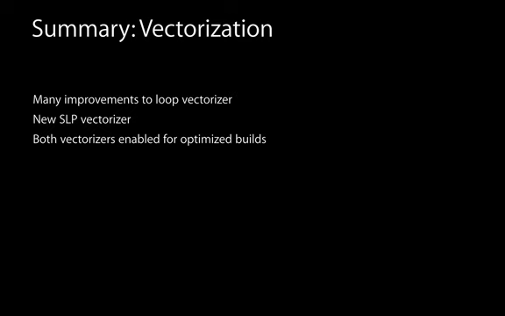Now, in Xcode 5, when we introduced the loop vectorizer, we did not enable it by default. And you had to go into one of the settings and select loop vectorization, and then loop vectorization worked. Well, in Xcode 6, you don't have to do anything, because both the new SLP vectorizer and the improved loop vectorizer are enabled by default when you build your application in release mode. This means that you don't need to do anything. Just compile your application in release mode, and the improved LLVM will make your code run faster.